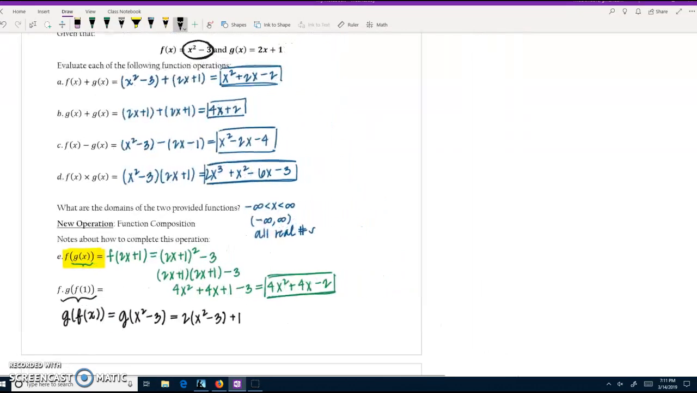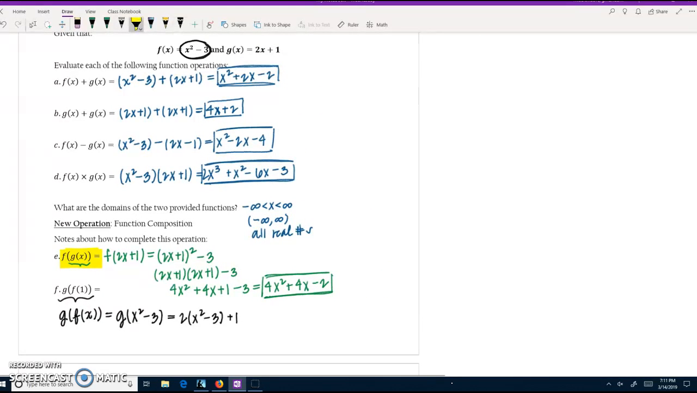So let me zoom out a little bit here so you can see the functions themselves. So I took this entire x squared minus 3, and what I did is I brought it over and replaced this x right here with that operation. So now I can distribute in here, and I'll have 2x squared minus 6 plus 1, which is going to be 2x squared minus 5. So what I was asked to do was to evaluate that operation at 1. So this is going to be 2 times 1 squared minus 5, or 2 minus 5, which will give me negative 3. So that's my final answer there.